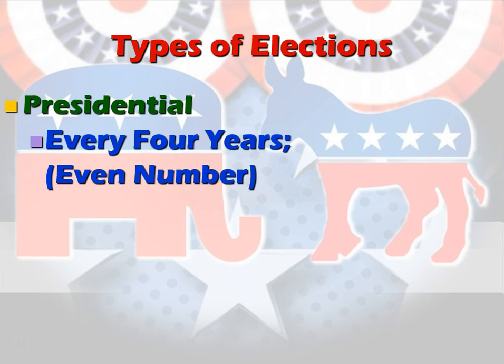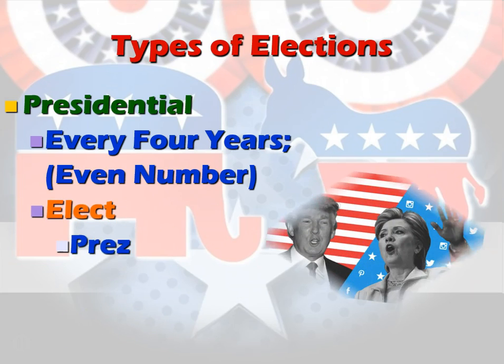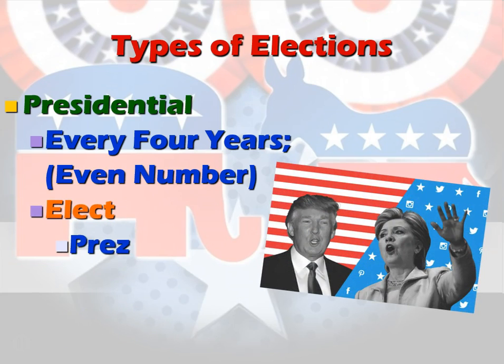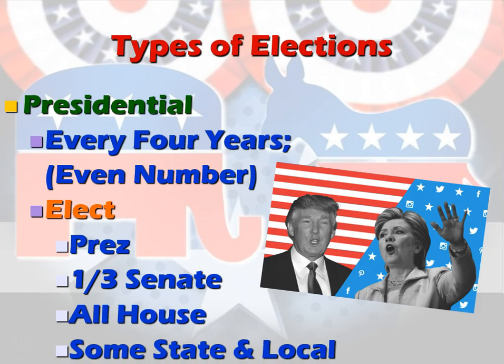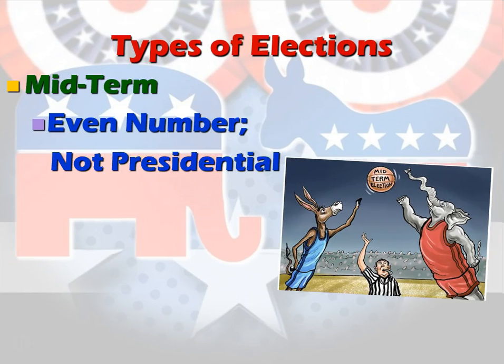We've covered this before when we talked about voter turnout. We said that we have the most voter turnout in a presidential election. Those happen every 4 years in an even numbered year. And in those years, we elect the president, 1/3 of the Senate, and all of the members of the House of Representatives, and possibly, depending on your district, some state and local representatives. And because we're voting for so many things, including president, those usually have the highest number of voter turnout.